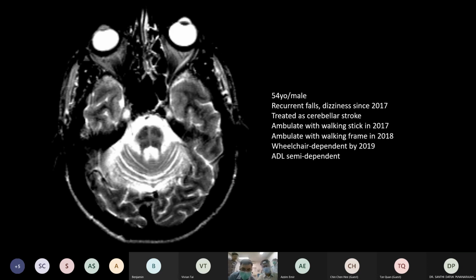was able to ambulate with a walking stick in 2017. But in 2018, within 1 year, the patient required a walking frame. And in 2019, the patient subsequently was wheelchair dependent. So you can see there's a very significant functional progression for this patient. And in neurology, we like to use this as a wheelchair sign. In less than 5 years, the patient was already wheelchair bound.